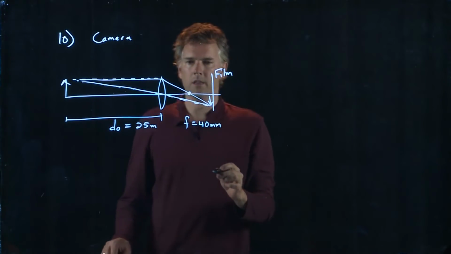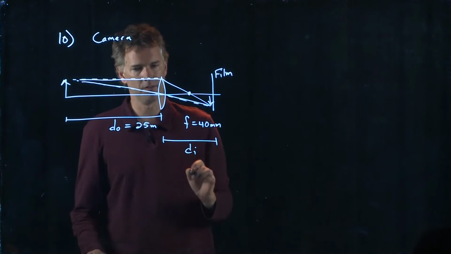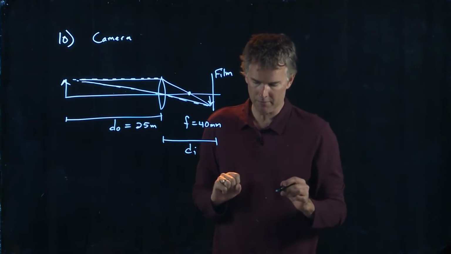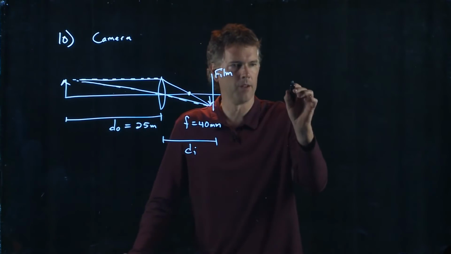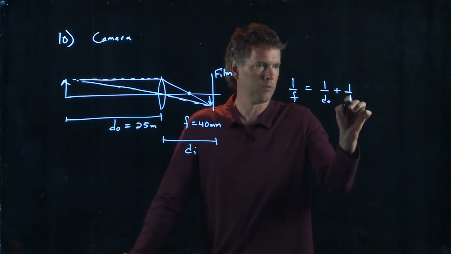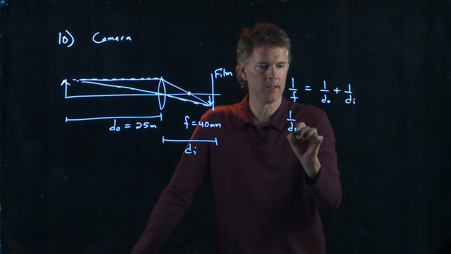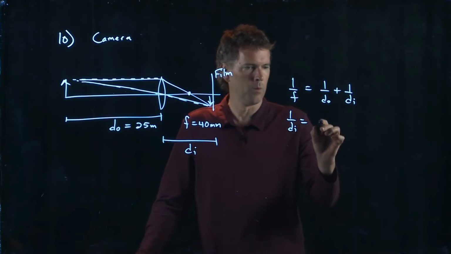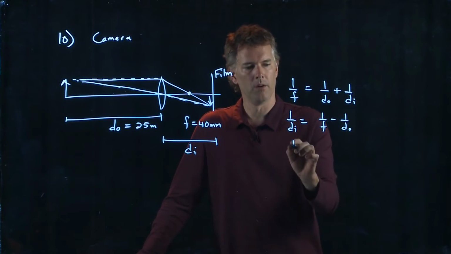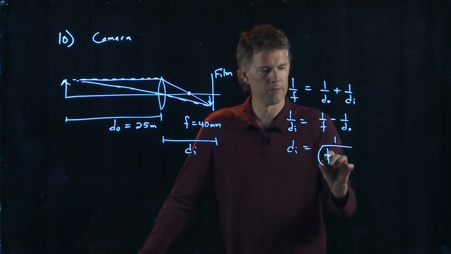Okay. This distance here is the image distance. So with those two numbers, we should be able to figure out the image distance in this first case. Why don't we do that? 1 over f equals 1 over do plus 1 over di. So let's solve this for di. We've got 1 over di equals 1 over f minus 1 over do, or di equals 1 over that whole thing.